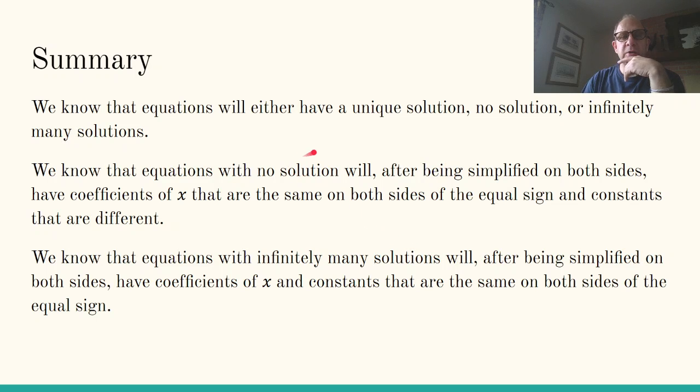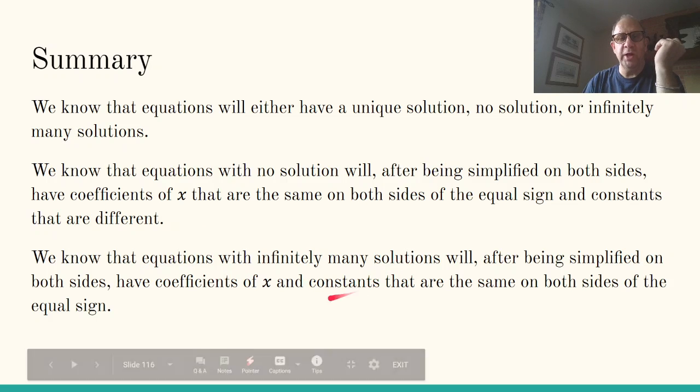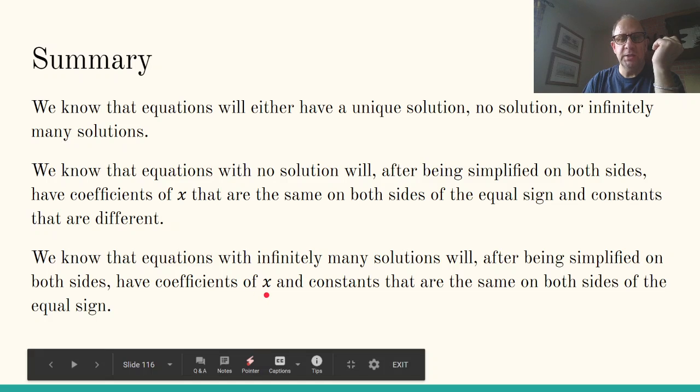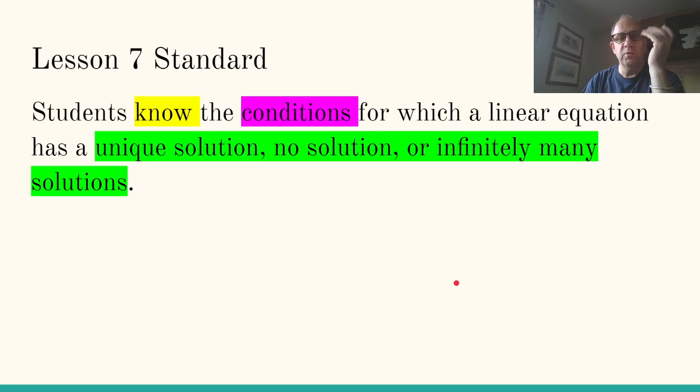All right. So we know equations will have a unique solution, no solution, or an infinite number of solutions. After simplifying on both sides, if the coefficients of x are the same on both sides of the equal sign and the constants are different, they will have no solution because the x's will basically cancel out. And we know equations with an infinite number of solutions will have the same coefficient of x on both sides and the same constant on both sides. So we know the conditions for which a linear equation has a unique solution, no solution, or infinite number of solutions.